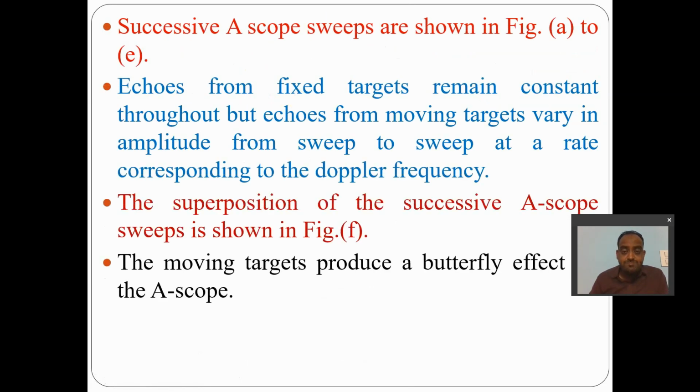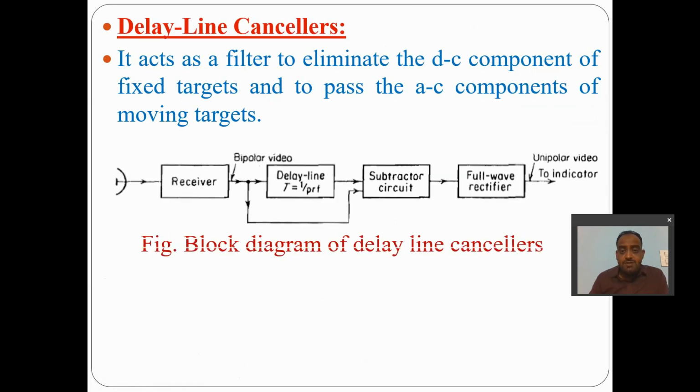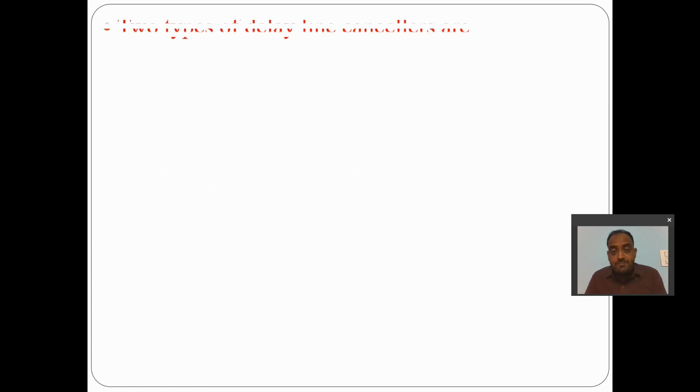Now that will be displayed on the A-scope through a full wave rectifier to make the negative polarity into positive. What we need here is just where there is a movement of the target. So we don't need to produce negative lines on the A-scope. That is why it is passed through a full wave rectifier to convert it to unipolar video information.